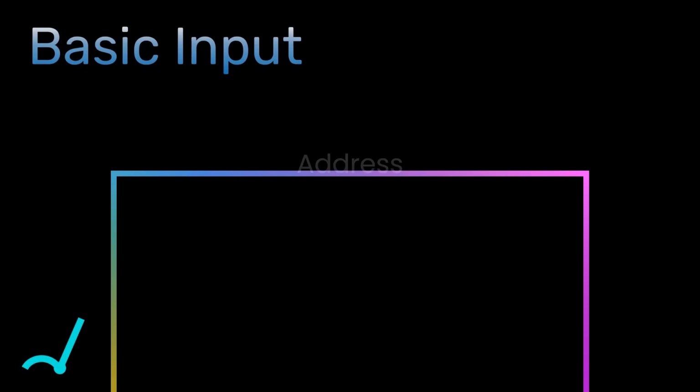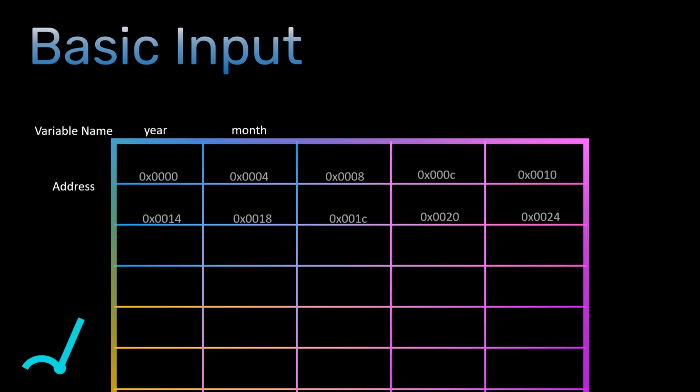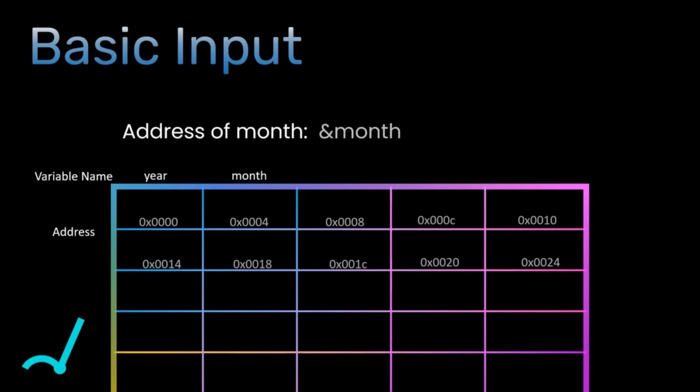value. Alright, what is address? Address here means the location of the variable in the memory. To get the address of the variable, we put the ampersand in front variable name. For example, we want the address of the month, then use ampersand month. Alright, we'll learn more about the addressing in later chapter.